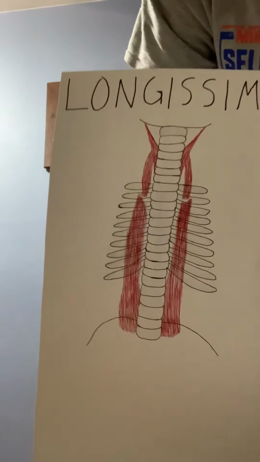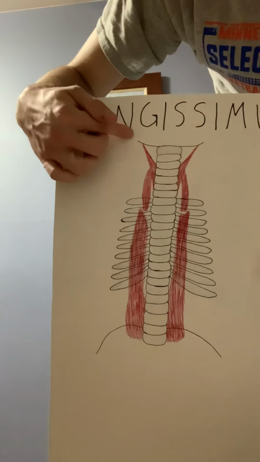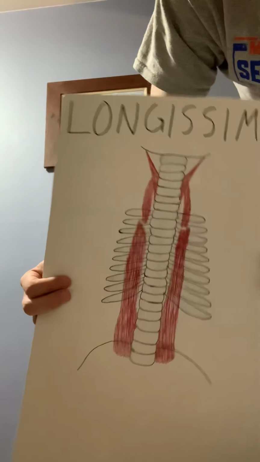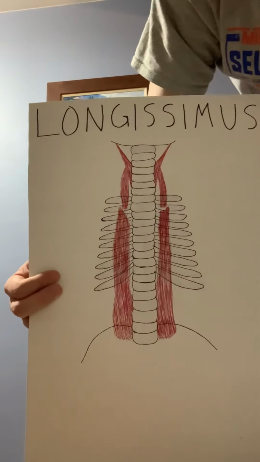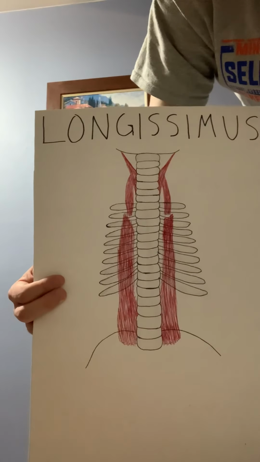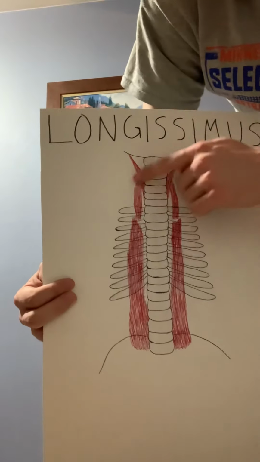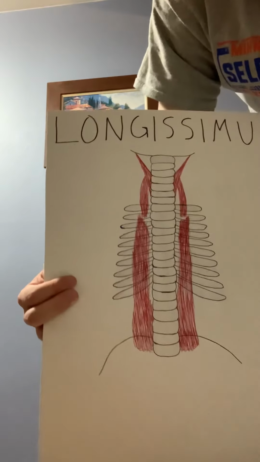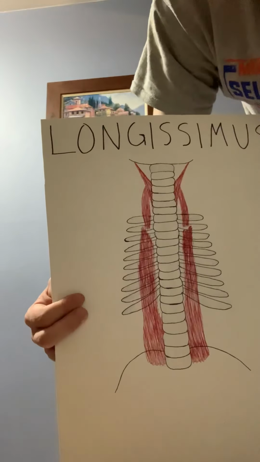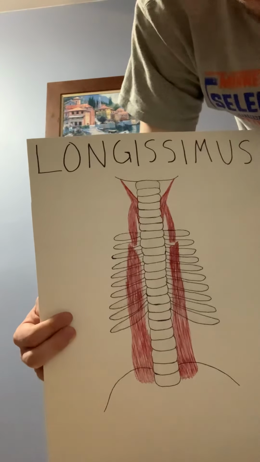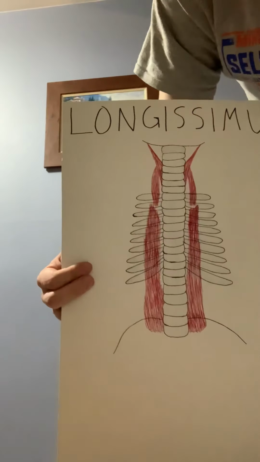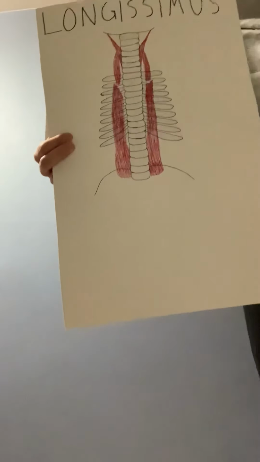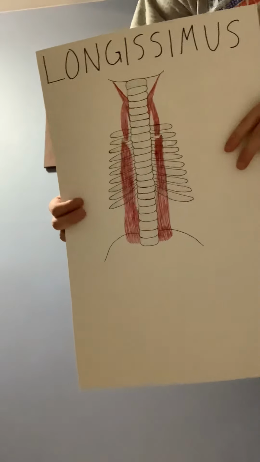And the insertion for the upper part is the mastoid process of the temporal bone, and then the cervical portion is the transverse process of C2 to C6 vertebrae, and then the thoracic is L1 through L5. Yep, and then the nerves for that are the lateral branches of the posterior rami of spinal nerves. It's the same for all three muscles I showed.